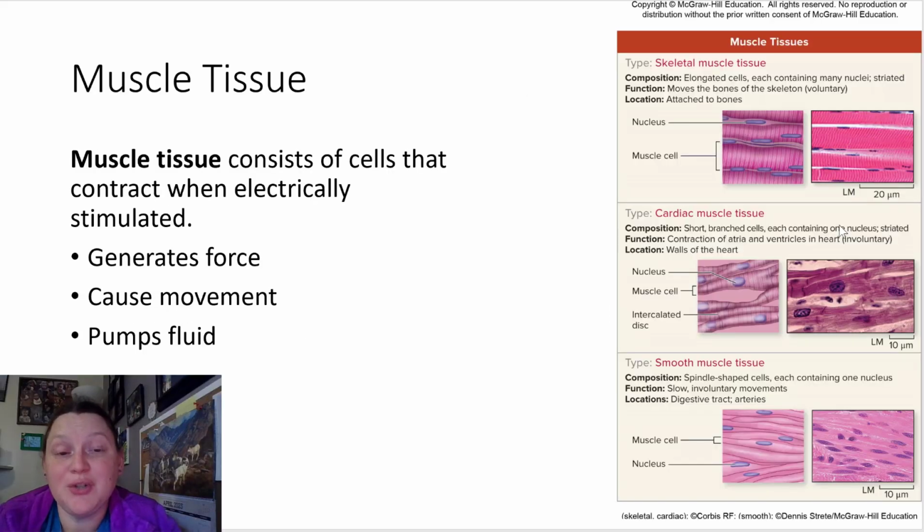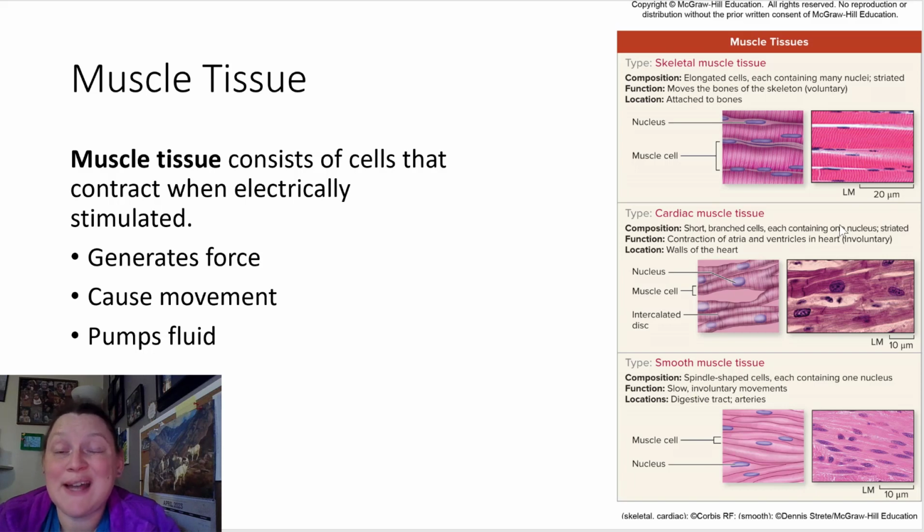The third type of tissue we'll discuss is muscle tissue. Muscle tissue consists of cells that contract when electrically stimulated. The purpose of this is to generate force, cause movement, and to pump fluids throughout the body. There are 3 kinds of muscle tissue that we see in our bodies: skeletal muscle, cardiac muscle, and smooth muscle.